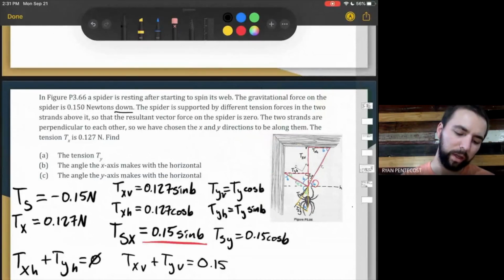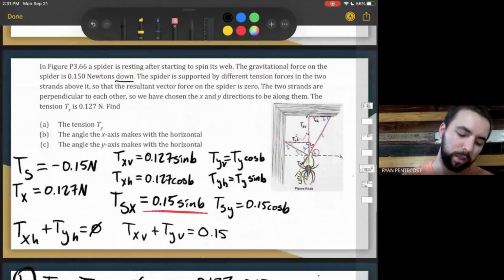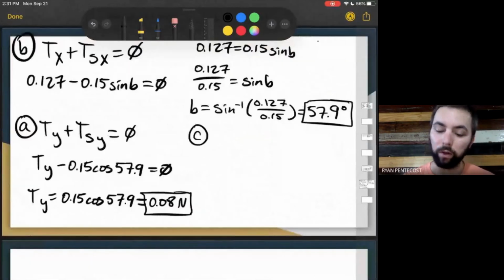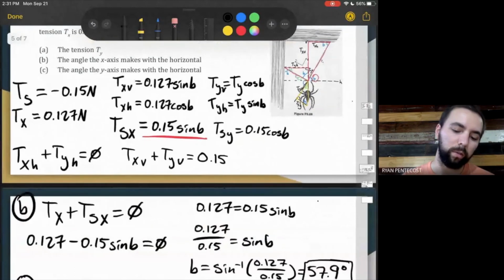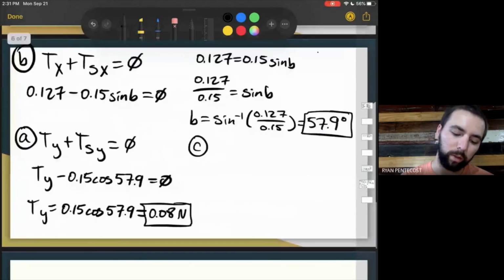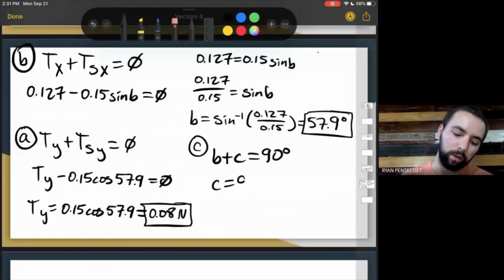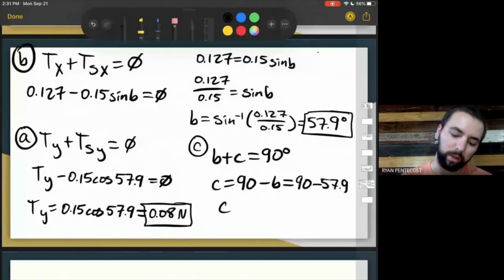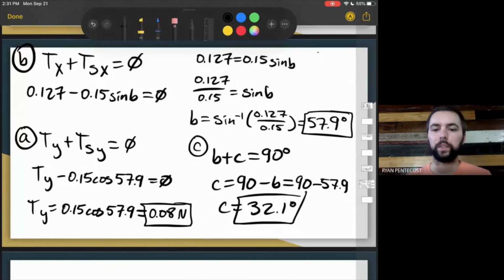Now, next and last but not least, part C, it just wants to know the angle of angle C as we put it. I made it B and C for that reason. So B and C complement each other. They make an even 90 degrees. So B plus C must equal 90 degrees. It means that C is 90 minus B, which is 90 minus 57.9, which means that C is 32.1 degrees. All right. So that's how you do that. Remember, the setup is the harder part in that problem.